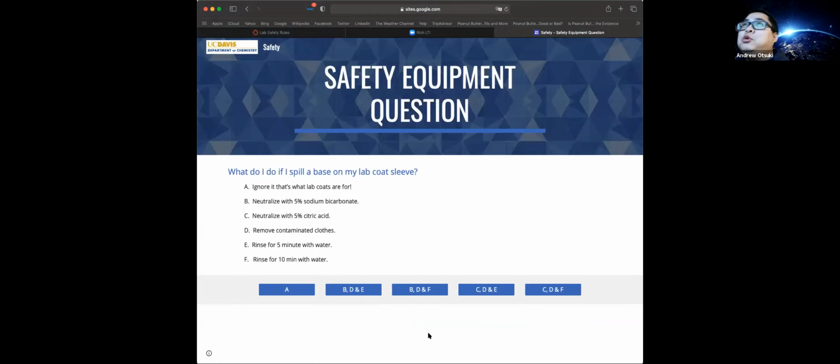What do I do if I spill a base on my lab coat sleeve? So there are multiple options here. Let's see what people say. I don't think it's A. We don't ignore lab spills, so you must use the appropriate reagent. Since it's a base, I think I want to use acid. So let's see what people have said.